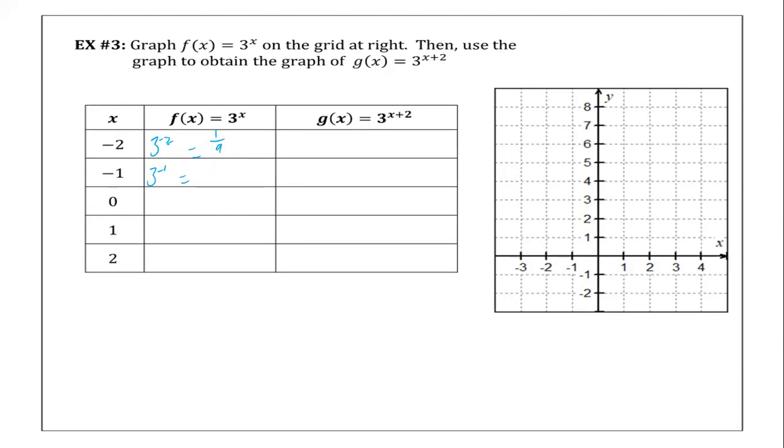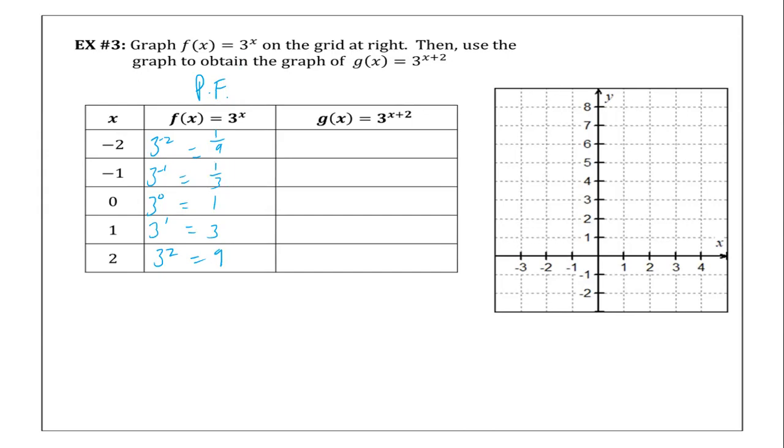When you have a negative power, that means that it belongs in the denominator. So yes, 3 squared is 9. 3 to the negative 1 is 1/3. 3 to the 0 is? Okay. And then 3 to the 1 equals 3, and 3 squared equals 9. So this is our parent function for 3 to the x. Everything else from here is a transformation of it.